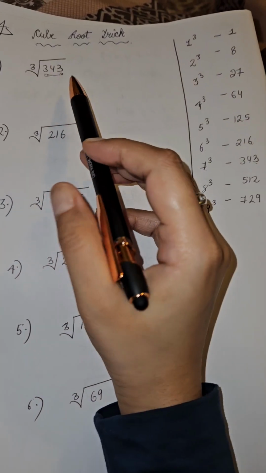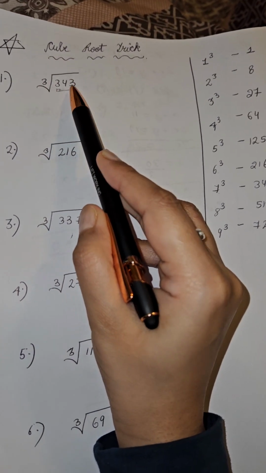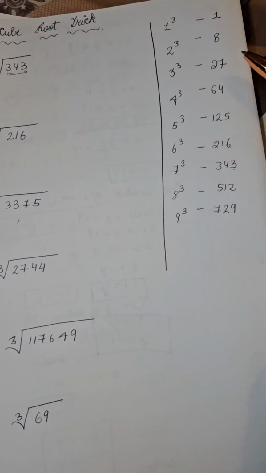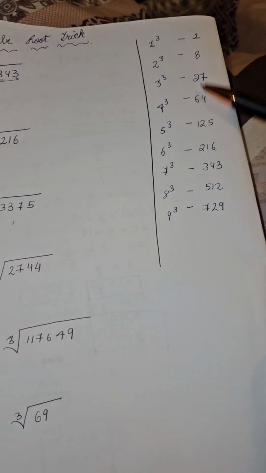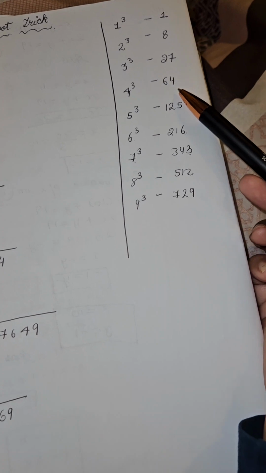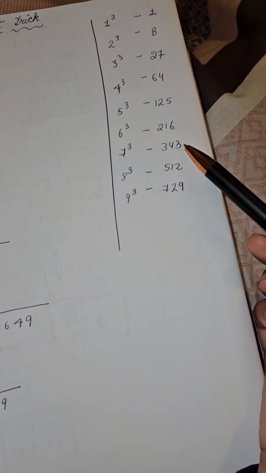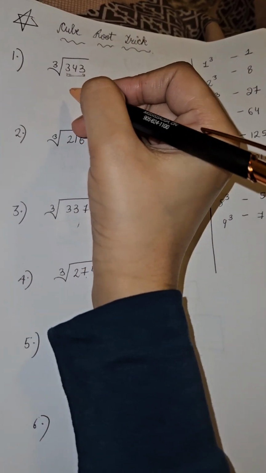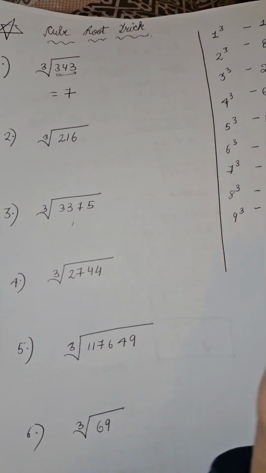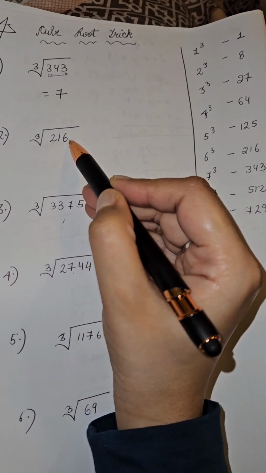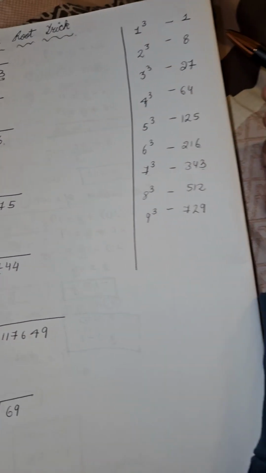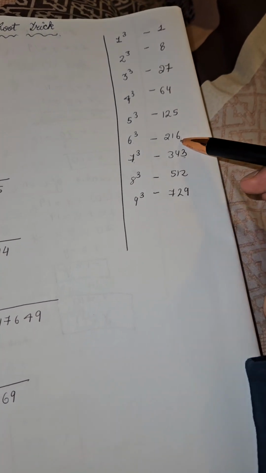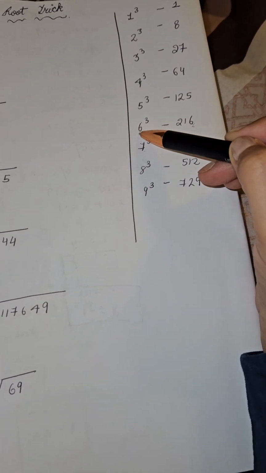7. Again, repeating: when we make the triplet, we focus on the last number, 3, and this 3 should be the units place of one of the cubes. Going from above, we find that units place 3 comes here, and it is the cube of 7. So its answer is 7. Similarly here, the triplet is 216 and the last number is 6. The units place 6 comes here, and its answer is 6.